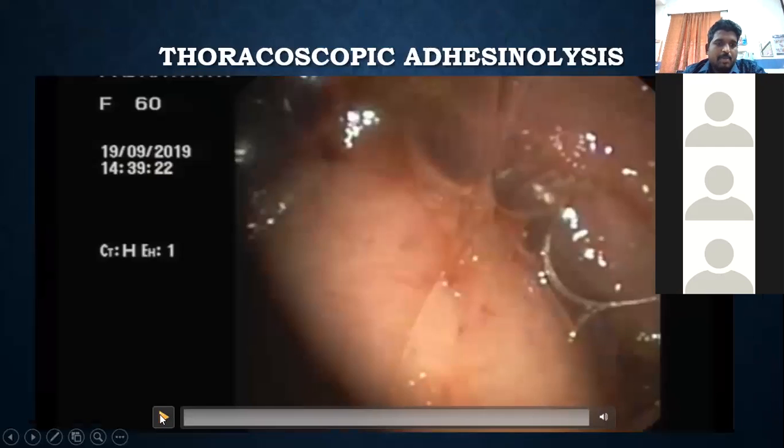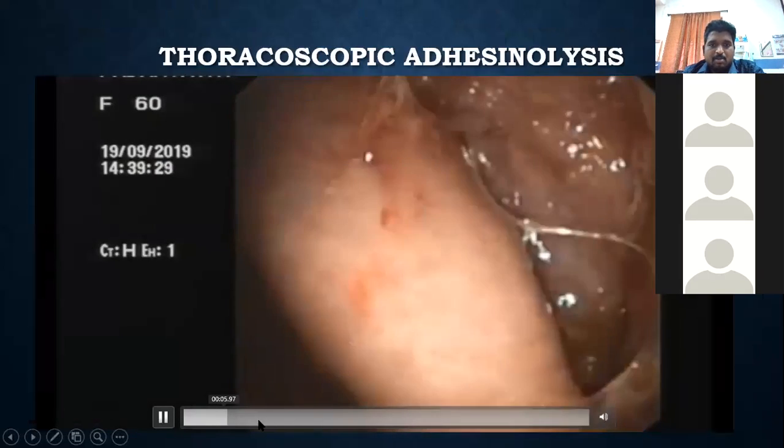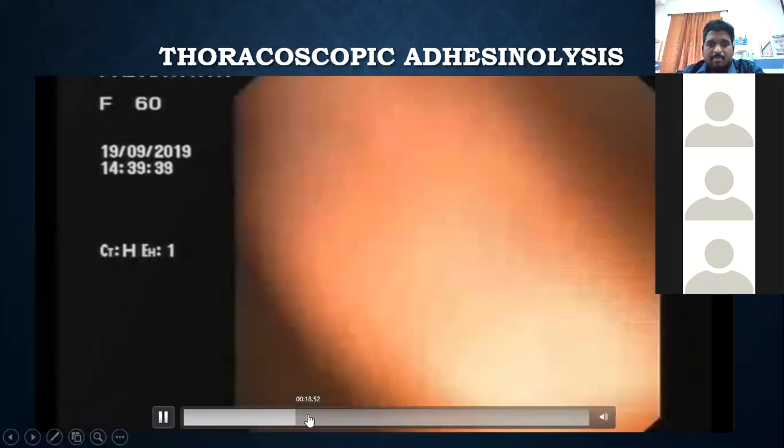In this case, thoracoscopic adhesiolysis, you can see this patient has a lot of adhesions in the pleural space. This is the diaphragm. A lot of adhesions were there, so you can break the adhesions.